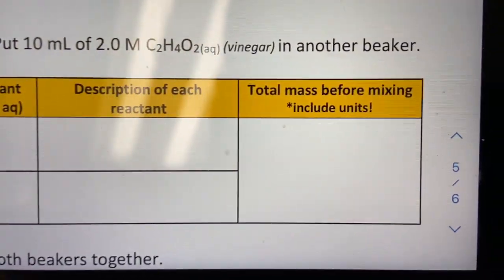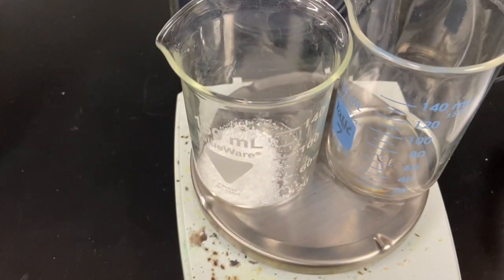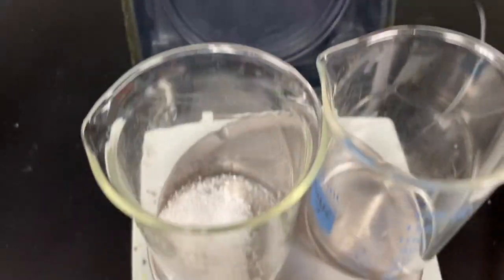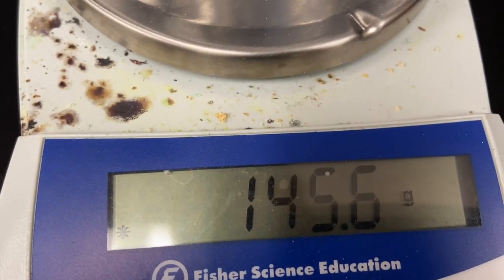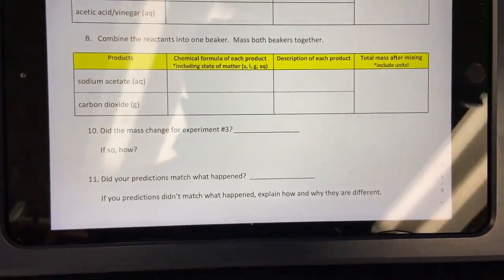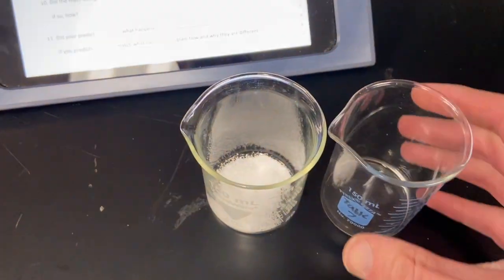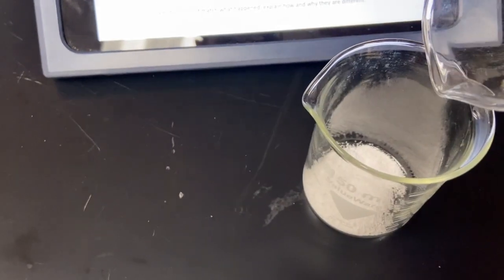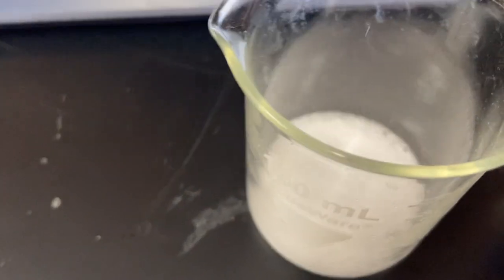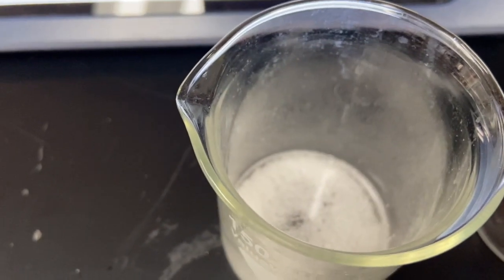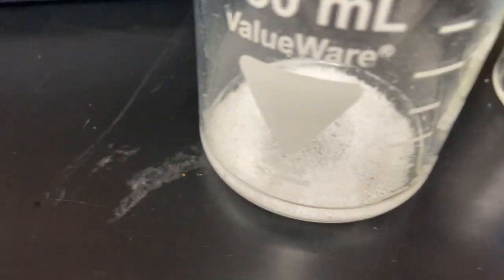Okay, we're gonna fill in the total mass before mixing. Include the units. So here's both items on the scale. Here's the mass. Go ahead and record that in. Okay, we're now on to the reaction side of it. So we're gonna perform our reaction. So we take the vinegar, we add it to the sodium carbonate. And you can see some pretty good bubbling and fizzing going on there.